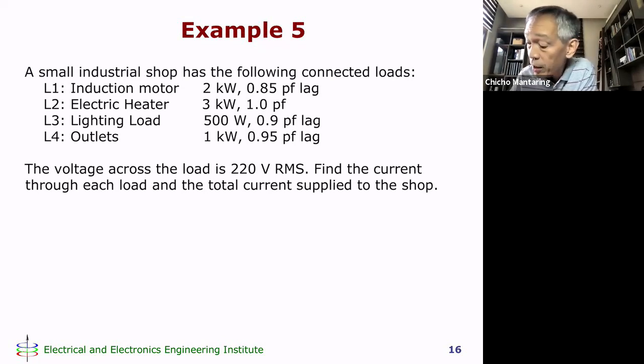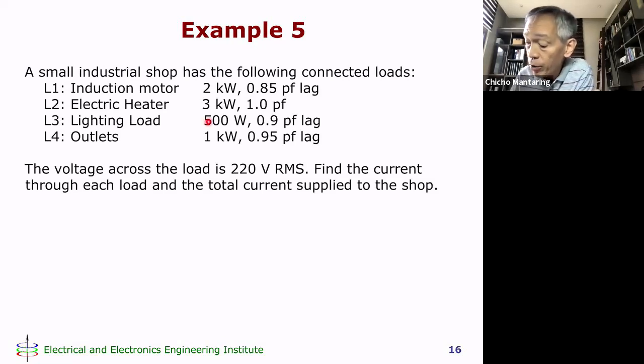My electric heater is 3 kilowatts. Now, why is it one power factor? Because usually a heater is purely resistive. There is usually no inductive element in an electric heater. That's why you have a one power factor.